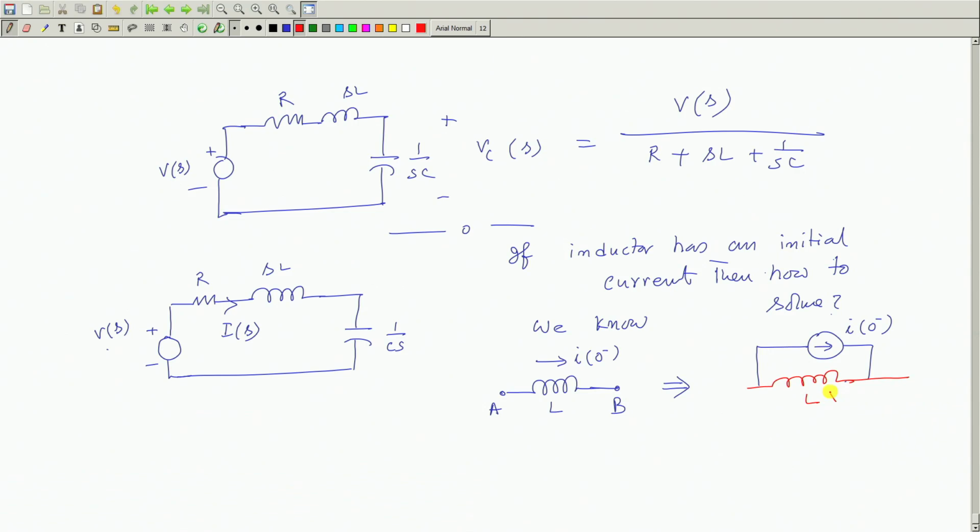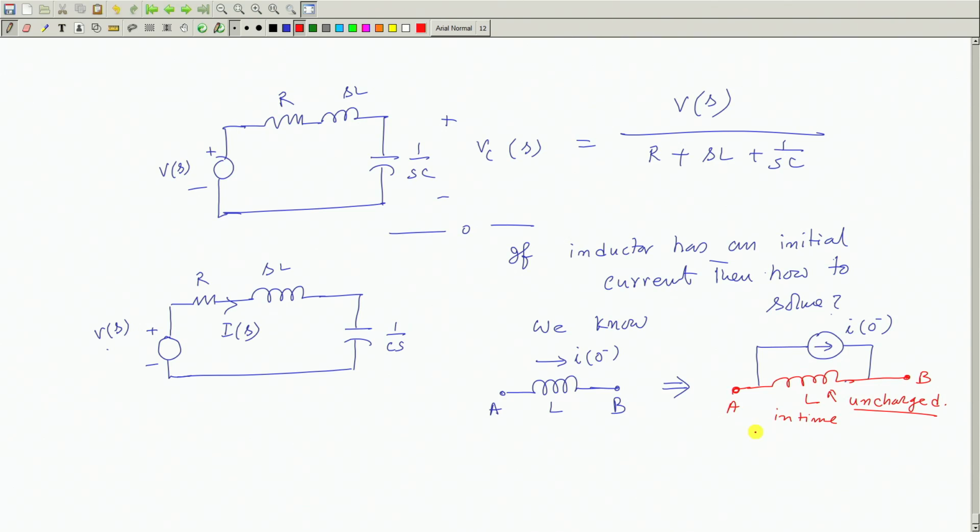So, this inductor is uncharged, and these are the points A and B. You can replace an inductor which is having some initial current, in time domain, like this: an inductor without any initial current in parallel with a current source. The direction of that current source is the direction in which the initial current was flowing. Magnitude of that is this.